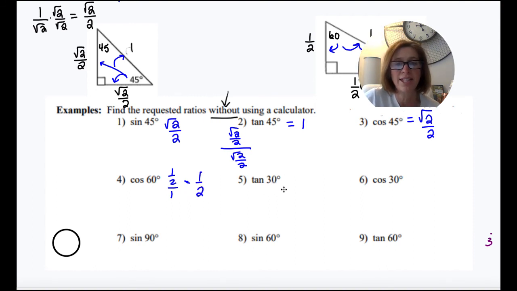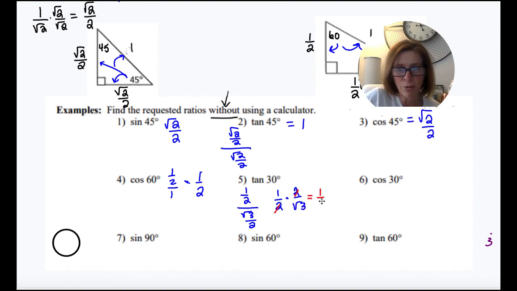All right, let's look at the tangent of 30. Tangent would be 1/2 divided by root 3 over 2. Oh, that's yucky. So now we have to keep, change, flip. So 1/2 times 2 over root 3. We have to simplify. So 1 over root 3. And then we rationalize. And we get root 3 over 3.